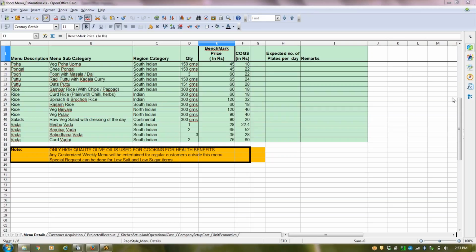So how did they come up with the COGS? Basically, for each of these items, what is the cost of goods sold? If you take the example of rasam rice or say veg biryani, the COGS of veg biryani would involve the cost of rice, the vegetables, oil, cooking gas, all this stuff which is used for producing that menu item.